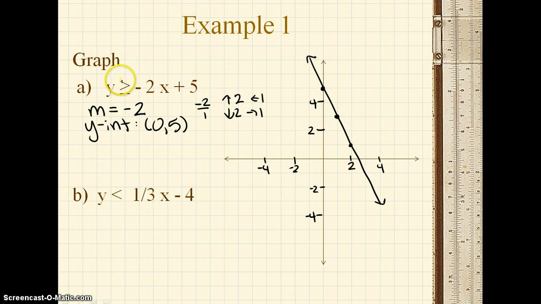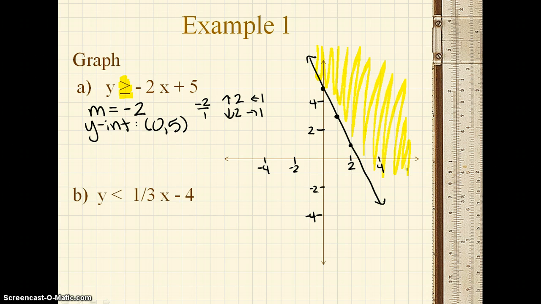And so when we look at the inequality, it's greater than or equal to. The equal to means that my line is solid, which it is, and greater than would mean above, so on the upper side of our graph. So the above would be to the right of this one. And that's that example. So the second one I'm going to do in a different color.